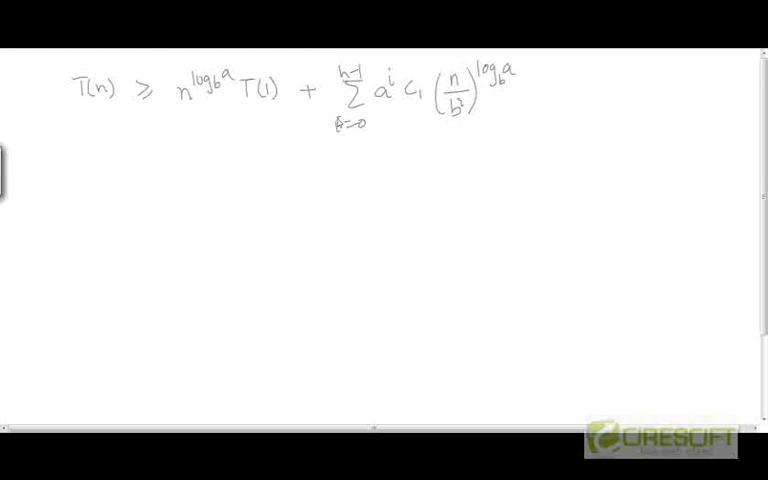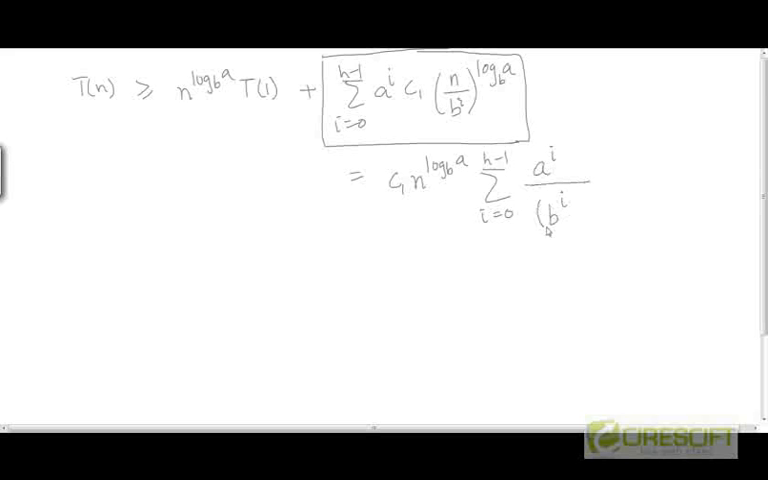We can again pull out what's independent of I outside the summation. So this will be equal to c1 times n to the power log of a base b multiplied by the summation of I varying from 0 to h minus 1 of a to the power I divided by b to the power I log of a to the base b.